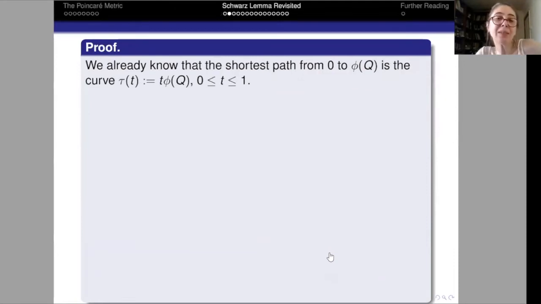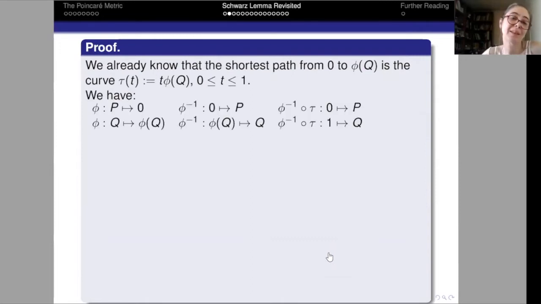Now we already know the shortest path from 0 to phi q is the curve tau t, which is equal to t times phi q. Now we have phi sends p to 0. The inverse of phi sends 0 to p. And the inverse of phi composed with tau sends 0 to p. Phi takes back pq to q. And when you compose it with tau, it sends 1 to q.